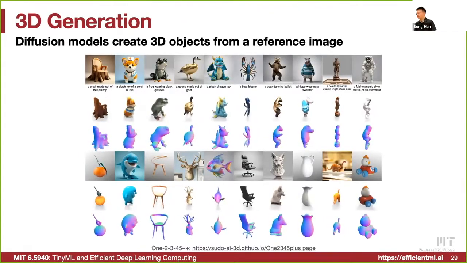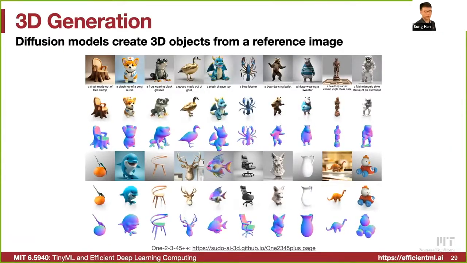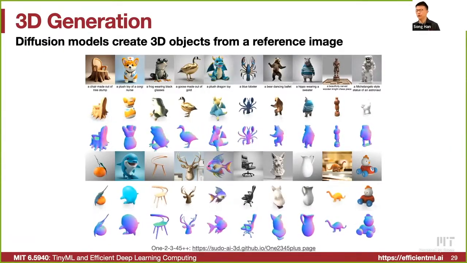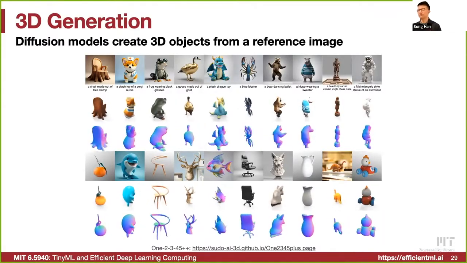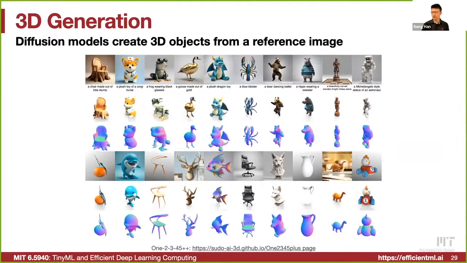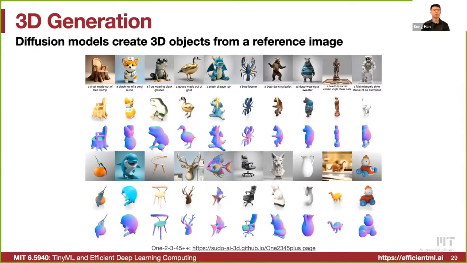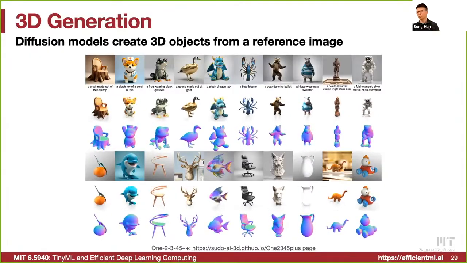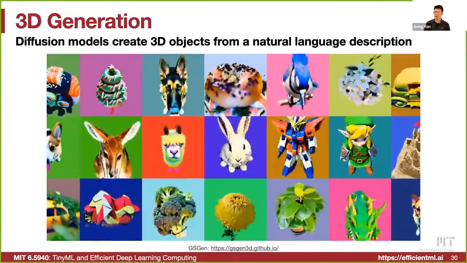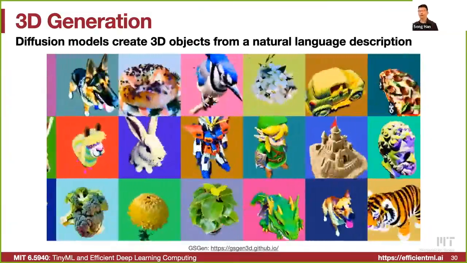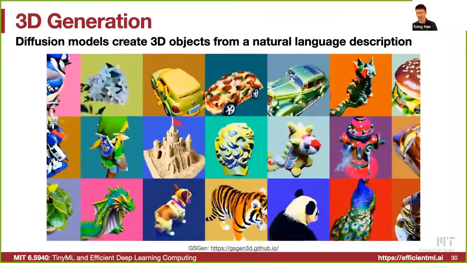Not only image generation, but also 3D generation. That's also a very hot topic and requires a lot of compute. So this is diffusion models creating 3D objects from a reference image. The first row is the reference image, and the later rows are the generated 3D objects based on just one image. And this is using a text prompt, using natural language as an input, to create the 3D objects.